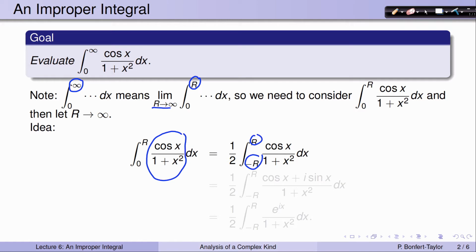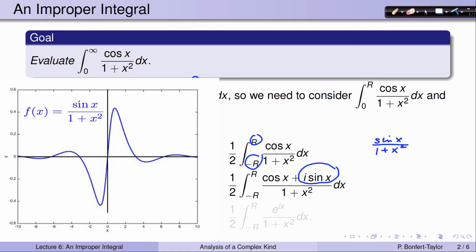Here's the next idea. I can add an extra term in the numerator. The extra term I just added is i times sine x, and the claim is that didn't change anything. Why is that? Let's look at the function sine x divided by 1 plus x squared. That function is an odd function. Look at this picture. For the function sine x over 1 plus x squared, when I integrate it from 0 to R, I get the opposite value of the integral that I get when I integrate it from negative R to 0, because the function is odd. Whatever used to be above the x-axis is now below the x-axis, and vice versa.